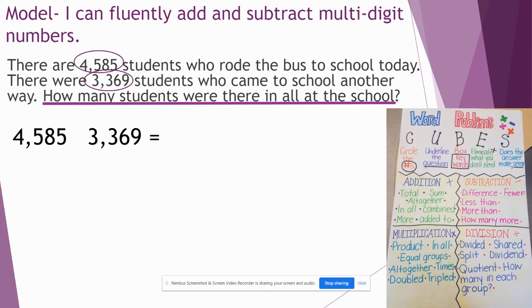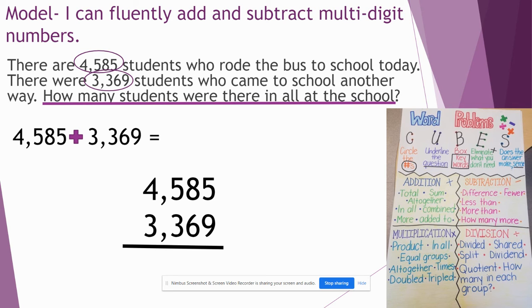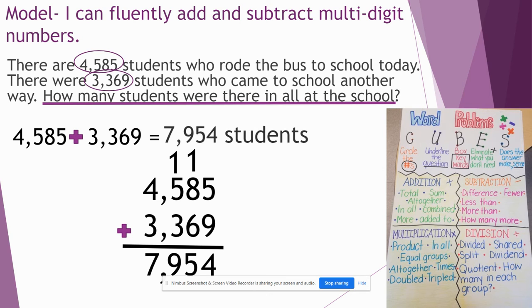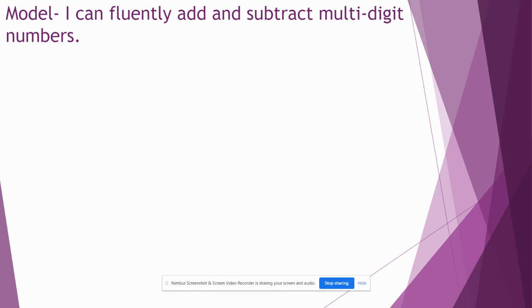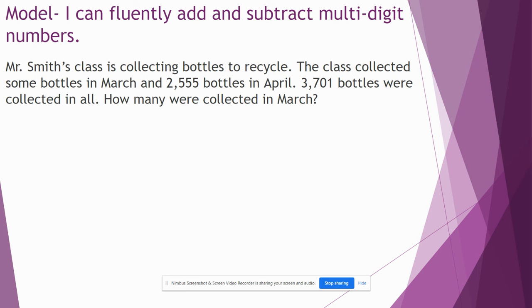So I have my two numbers. I know based on that information that I'm adding. So now, once I have that, I can line my numbers up correctly, add them together, and I should get my final answer of 7,954. Hey, I can fluently add and subtract multi-digit numbers.